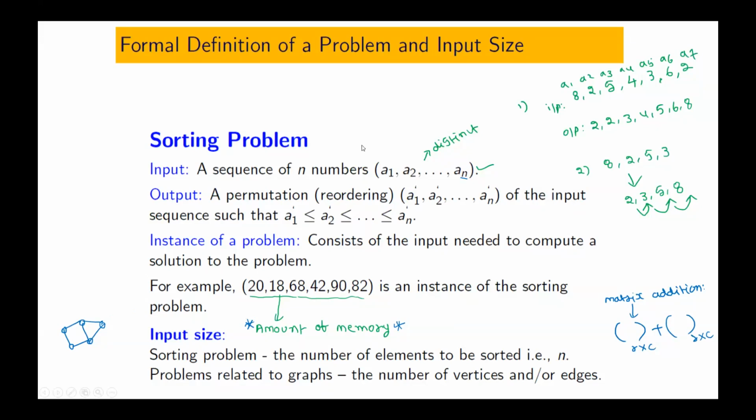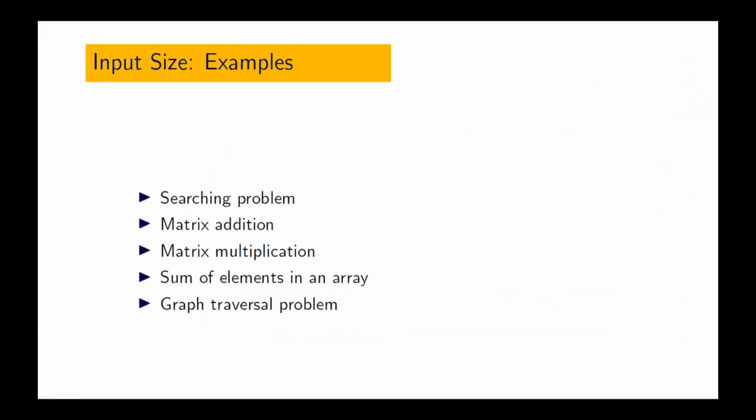Now please tell me what is input size in case of the searching problem. Is it 1 parameter or more than 1 parameter? 1 parameter n, the number of elements given to us. How many parameters do we have here? 2 parameters. n and m, the number of rows as well as number of columns.